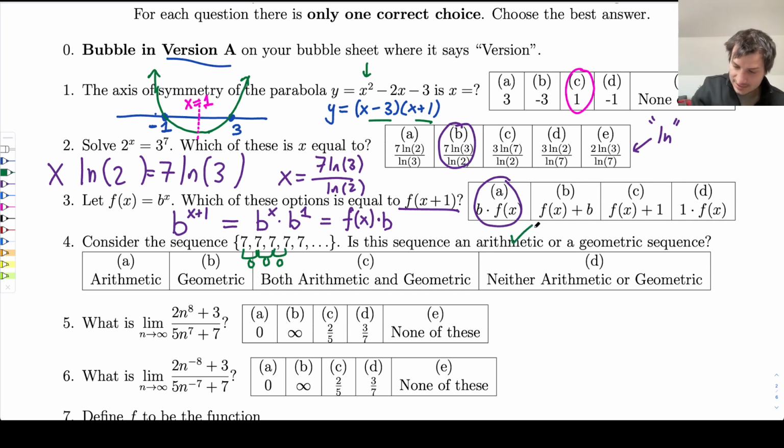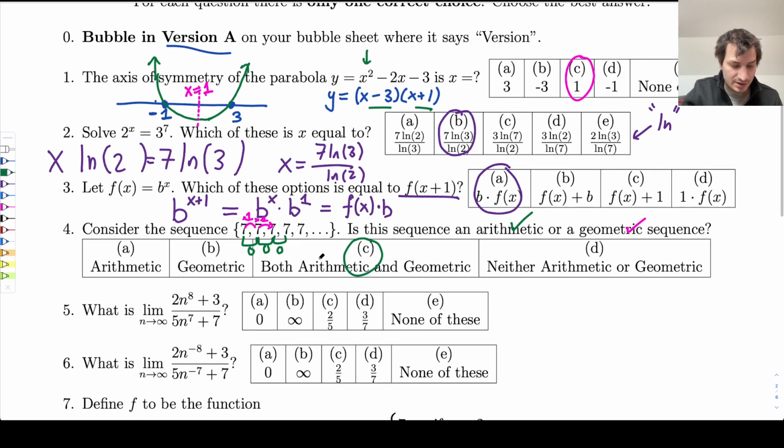So arithmetic, yes. Geometric means the ratio between terms is constant. To get from 7 to 7, you multiply by 1. So times 1, times 1. You multiply by 1 to get to the next number. So you're also multiplying by 1 every time, and that is a geometric sequence. So for this sequence of all 7s, you're adding 0 every time, which means it's arithmetic. You're multiplying by 1 every time, which means it's also geometric. The correct answer is C.